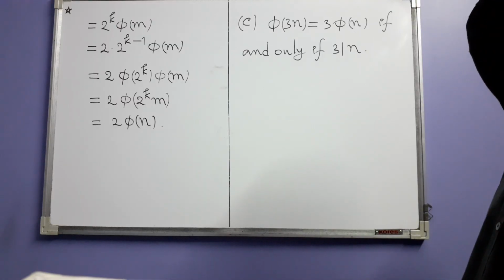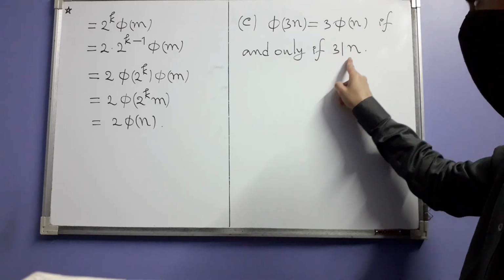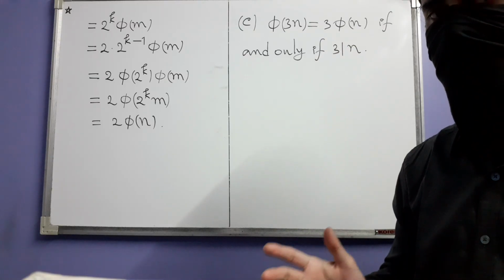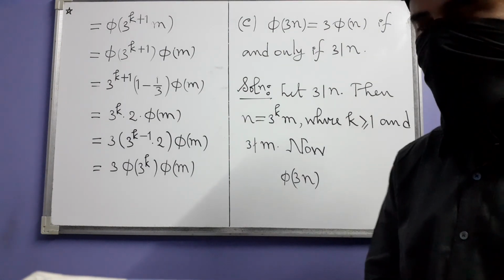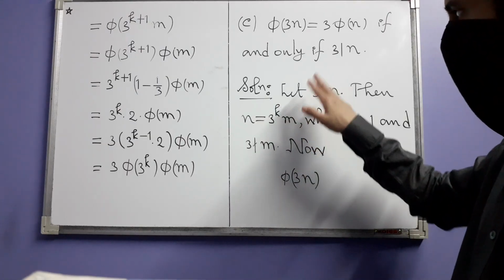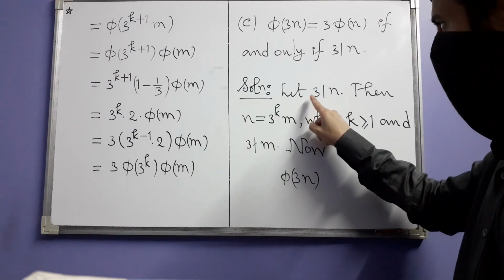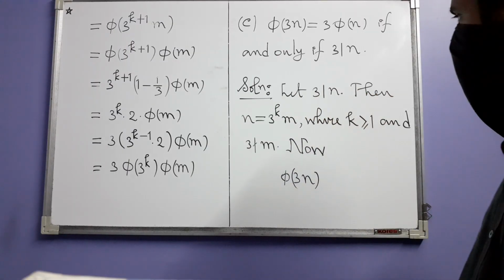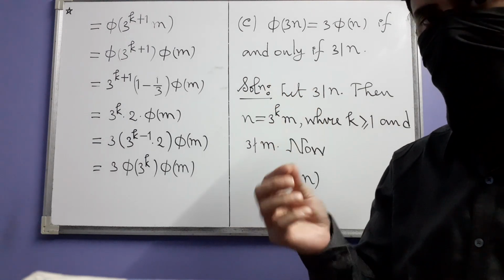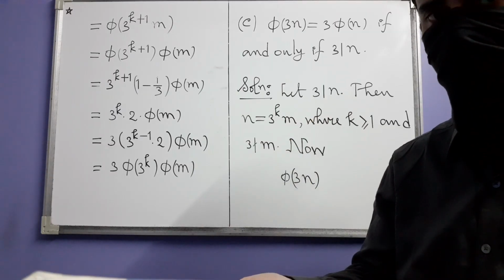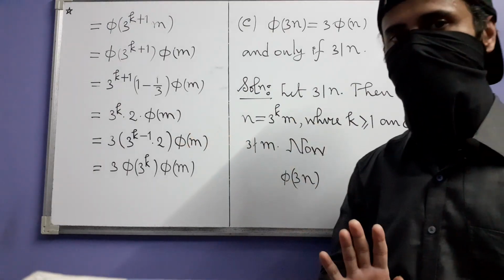In part C, we have to prove that phi of 3n is 3 times phi of n if and only if 3 divides n, where n of course is a positive integer. Because this is an if and only if statement, there are two halves. This half is almost like what you saw just now in part B. So where we assume that 3 divides n, then n will be of this form. In part B you had the beginning that n is divisible by 2. That means n is even. Here n is divisible by 3. The rest is almost the same.